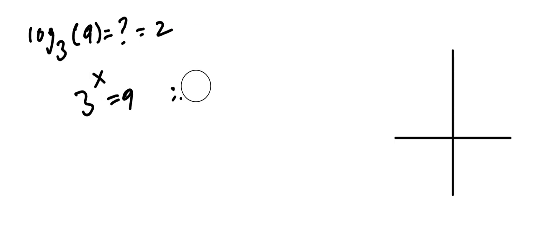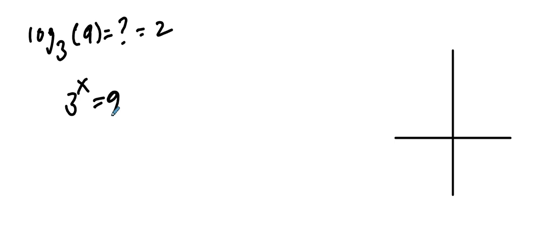But another way we can actually verify this, if we have 3 to the x is equal to 9, there are certain properties of logarithms. So log of x times y is going to equal log x plus log y.